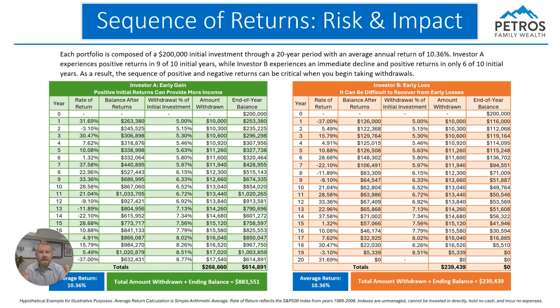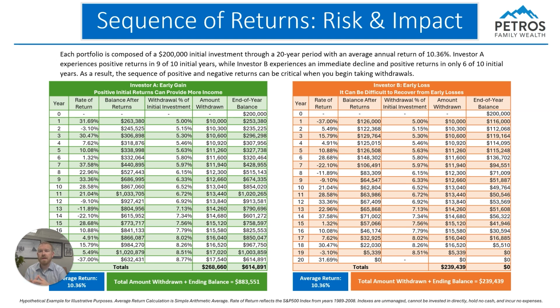So I'm going to make myself a little bit tiny here, just to be able to explain what sequence of return risk is, and then how we manage that at Petros Family Wealth for our clients in order for them to have a more stable and consistent income. So what I have here is two investors that have the same exact average annual return. However, the one on the left had some early gains when they retired, and the one on the right had some losses right away in retirement.